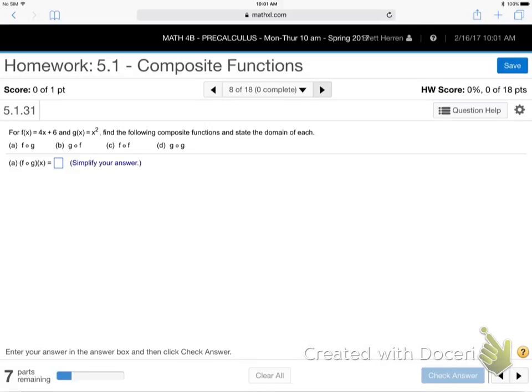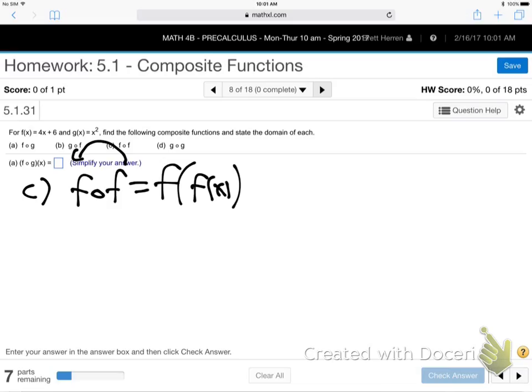So part C says f of f. So f is going into f, huh? So it's f of x. So we're plugging that function into itself. Okay, so f of x is 4x plus 6. But remember, the x is like the holes in the toaster. It's the insert slot. That's what it really is, huh?